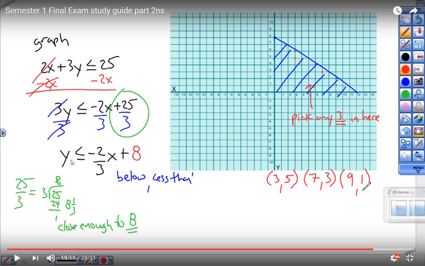But again, solve it for y, graph it, choose any 3 points in here, and then on your paper make sure you label your points as this would be 3 hot dogs and 5 hamburgers, 7 hot dogs, 3 hamburgers, 9 hot dogs, 1 hamburger. Make sure you show me that you understand what those units are. Good luck with this, and I will see you tomorrow.